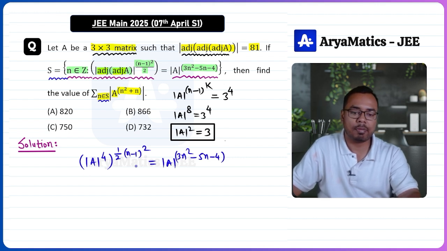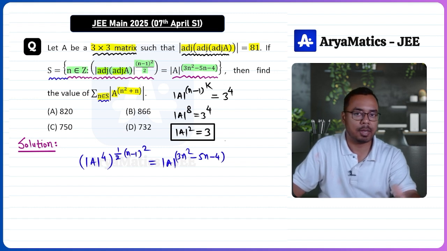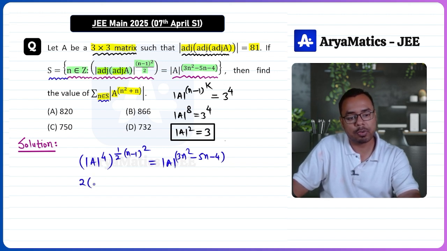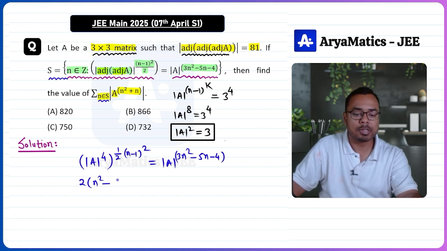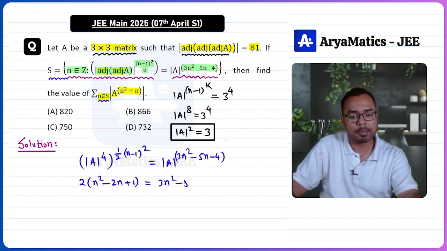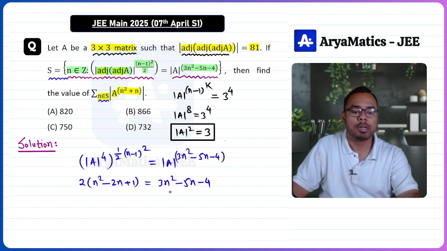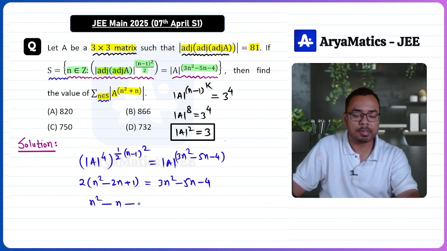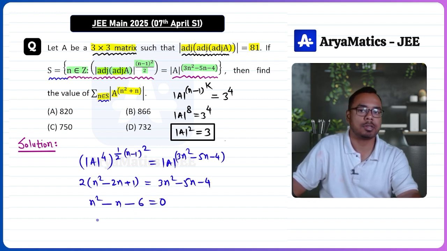And now as you can see, for these two sides the base is the same, it is determinant of A, so we can equate the exponents. So 4 into 1 by 2 into (n minus 1) square will be nothing but 2 into (n minus 1) square, and (n minus 1) square means n square minus 2n plus 1, and on the right hand side we have 3n square minus 5n minus 4. So 3n square minus 2n square gives us n square, minus 5n plus 2n gives minus n, and minus 4 minus 2 is minus 6. This equals 0.